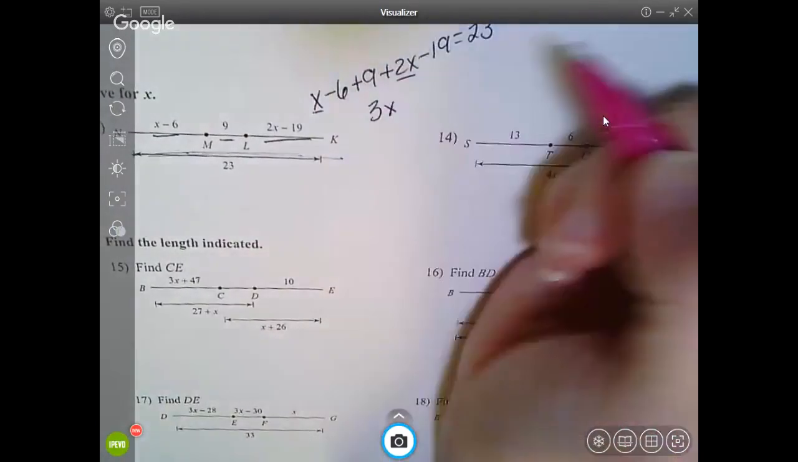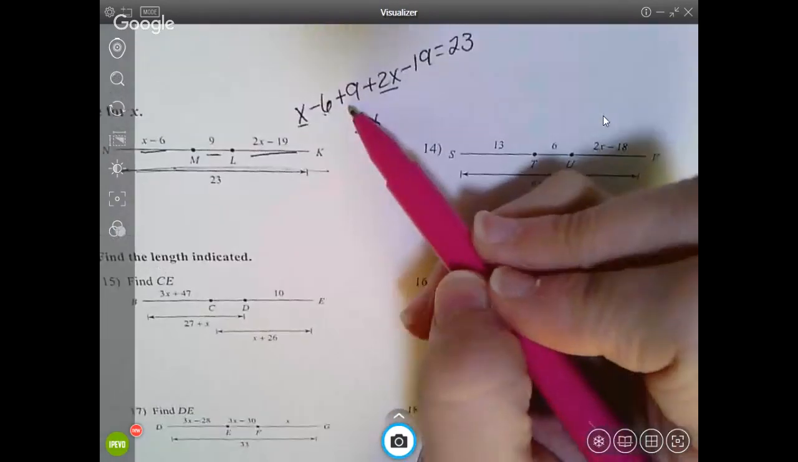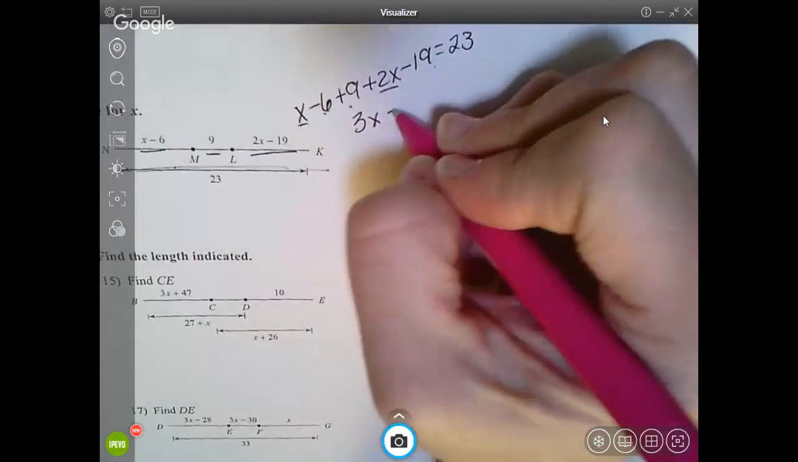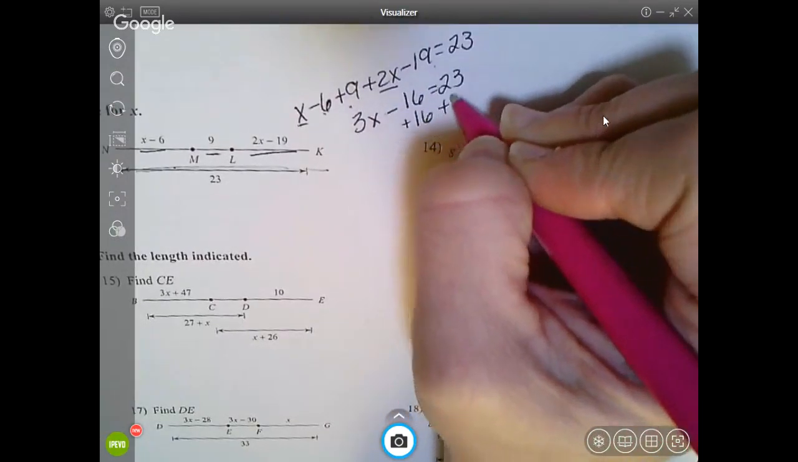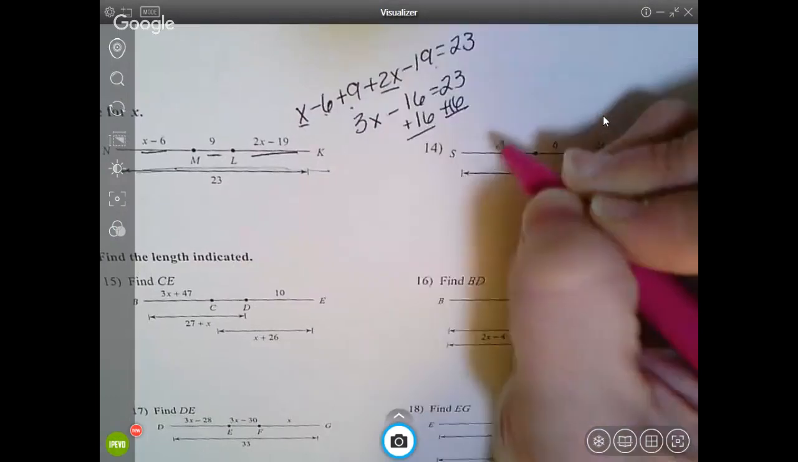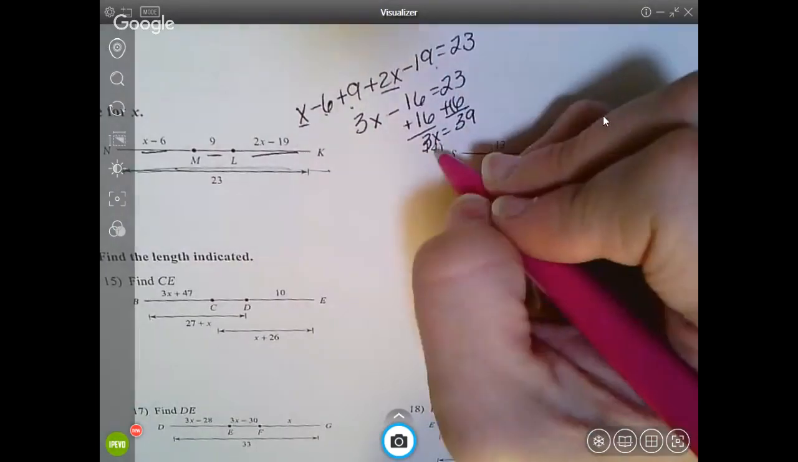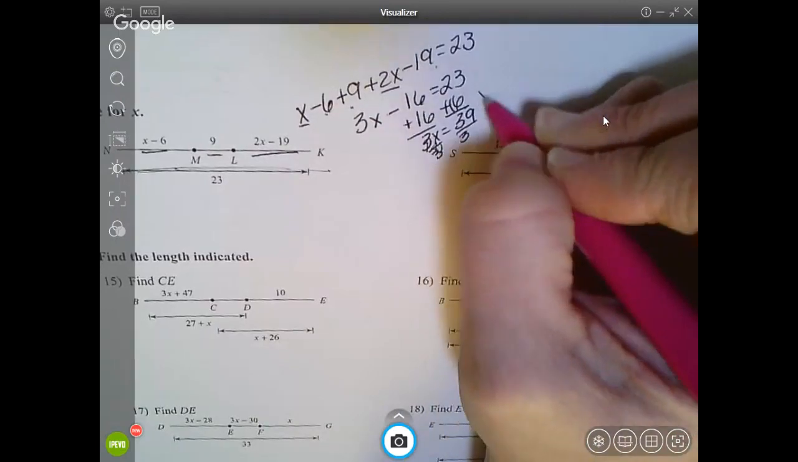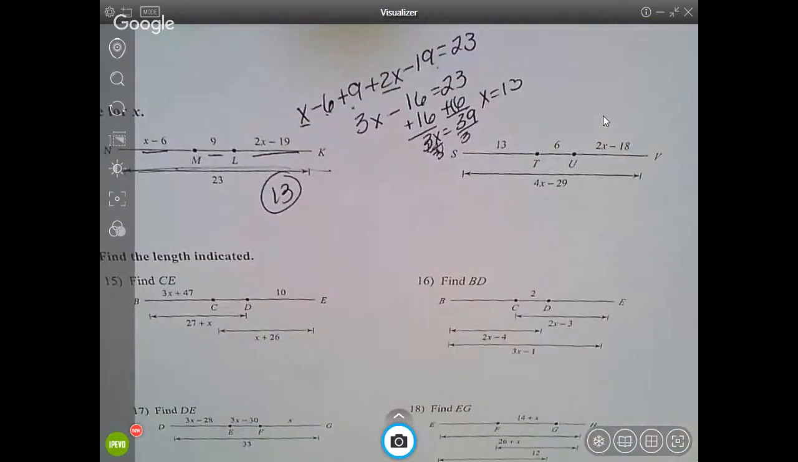Yep, and then we just combine like terms. So now we have negative 6 plus 9 is positive 3. This is negative 16. Add 16 to both sides. 39. And then divide both sides by 3. X equals 13. Yep. How many of these questions do you have? 2. So all you gotta do is combine like terms.